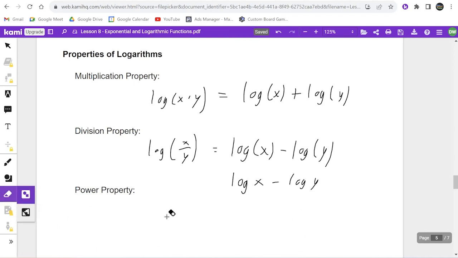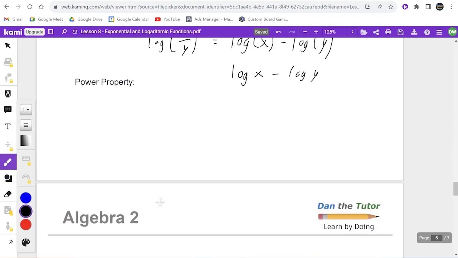And then finally, the power property. This is different than the power property for exponents. Basically, if I have, let's say, log of x cubed, then what I can do is I can pull this 3 out in front, and I can write this as 3 log of x. All I did was I moved the exponent out in front. That's how you do the power property.